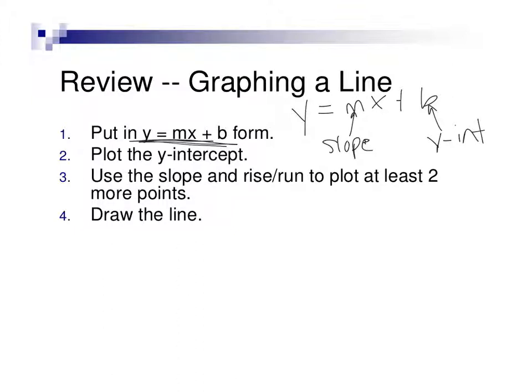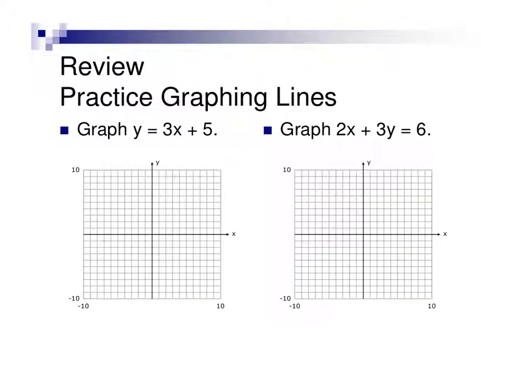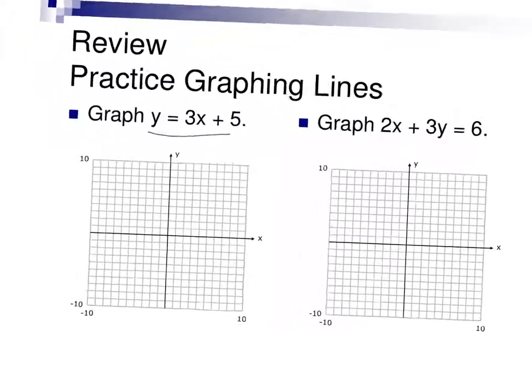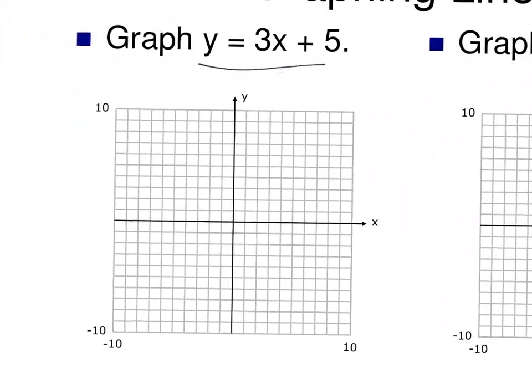All right, so we use the slope. Okay, so the first thing we do is plot the y-intercept, and then we use the slope to plot at least 2 more points, and then we draw the line. All right, so let's look at some examples. All right, so here we go. These are already in y equals mx plus b form. So what I'm going to do is I'm just going to zoom in a little bit over here.